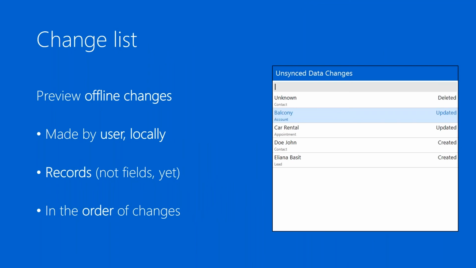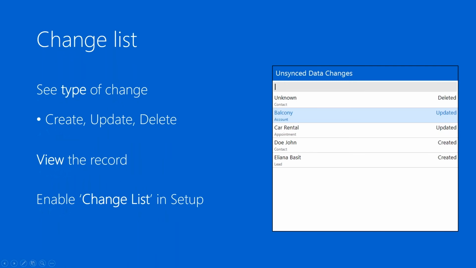There is a new home item called Unsync Data Changes, which shows the offline changes. That means that it shows the changes made by the user locally. So it will not show the changes from the server, it will just show the changes that have been done by the mobile application and will be synchronized to the server. It's also showing records and not the fields, so it's on the record level. And the order, which you can see in that list, is the order in which these changes have been done.